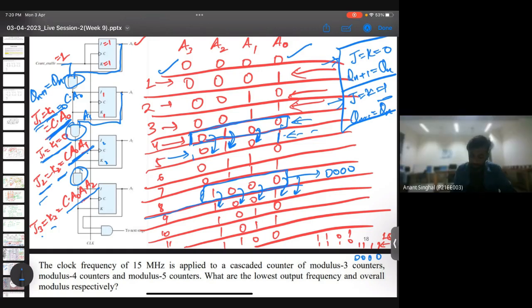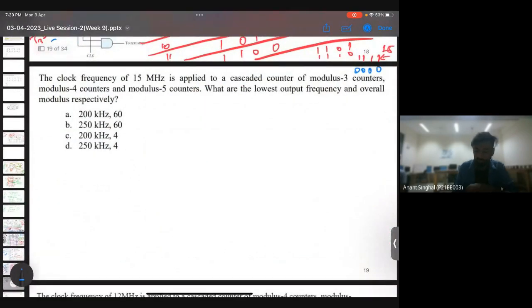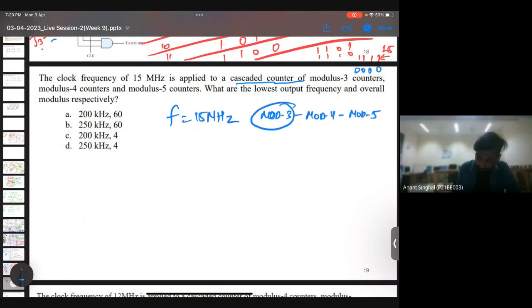Okay, so let's proceed to the next problem now. The question says that a clock has a frequency of 15 megahertz, which is applied to a cascaded counter of modulus 3, then mod 4, and then mod 5. The question asks what is the lowest output frequency and the overall modulus.